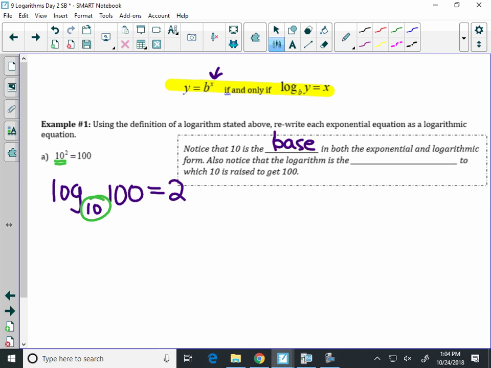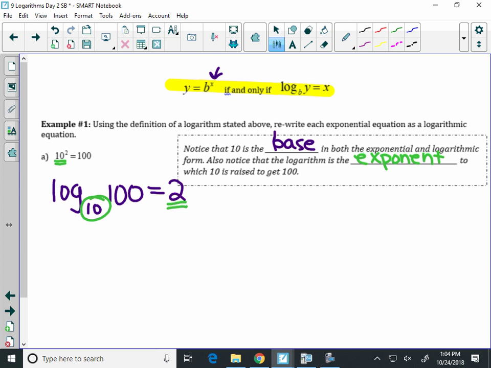The next thing we have to notice is that the logarithm, what it's equal to here, is the exponent of the exponential. Okay, so we have the same base, and what the log is equal to is the exponent. Now I'm going to show you a little trick because once you get the pattern of this, because we'll do a couple more here, you'll see how this goes.